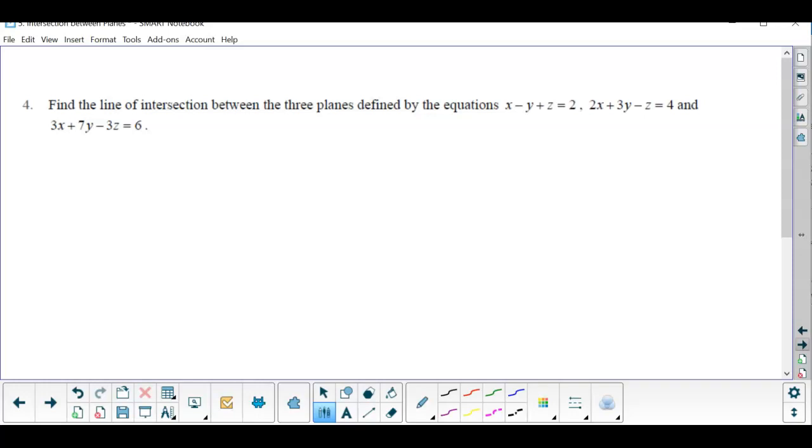Okay, and then question 4, find the line of intersection between the 3 planes. Again, it's giving you a hint, right? So this one, there is an intersection. You're told that it's a line. Even if you weren't told, you could do all 3 of them together, right? So we could solve the system here all together.